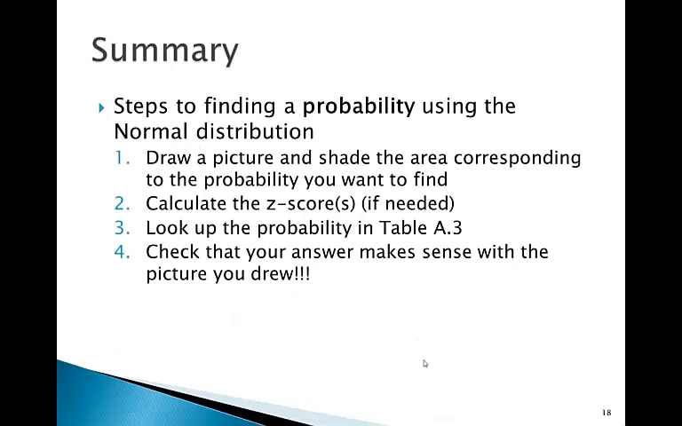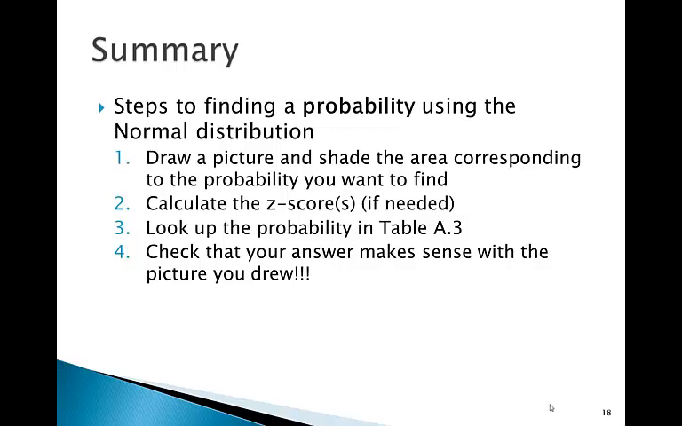In summary, if you want to find a probability using the normal distribution, first you draw a picture and shade the area corresponding to the probability you want to find. Second, you calculate the z-score or scores if needed. Sometimes you're already given z-scores, so you wouldn't need to do this. If you're given x, a mean, and a standard deviation, you would need to do this. Third, you look up the probability in the table. And fourth, you check that your answer from the table makes sense with the picture that you drew.